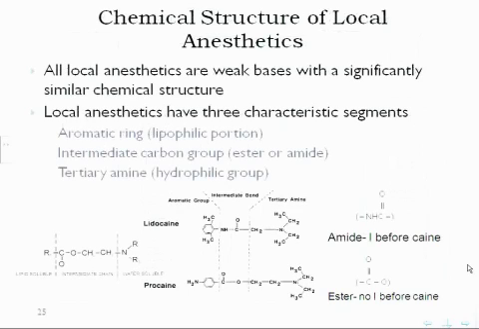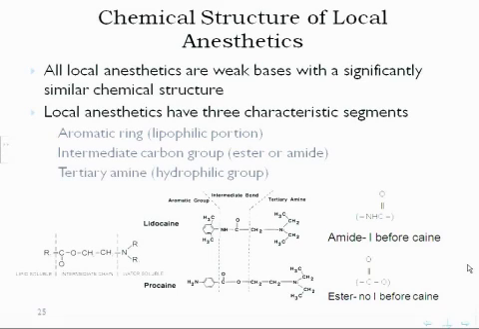Now let's look at the chemical structure. The chemical structure of local anesthetics is that all local anesthetics are weak bases, but they all have significantly similar chemical structures. They all have an aromatic group on one end, they have an intermediate bond, and they have a tertiary amine. The tertiary amine is what gives it ionization. Okay? And the aromatic group is the lipophilic side of it, which is the lipid-soluble part of it. So that's the side that will penetrate more into it. If you make the molecule less charged, the more lipid-soluble it becomes.